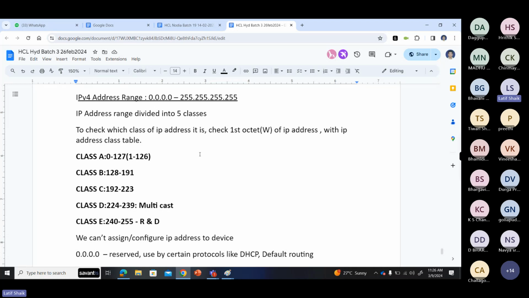Class A 0 to 127, or 1 to 126. Class B 128 to 191. Class C 192 to 223. Class D 224 to 239. Class E 240 to 255. Okay. So compulsorily remember the IP address classes and ranges.